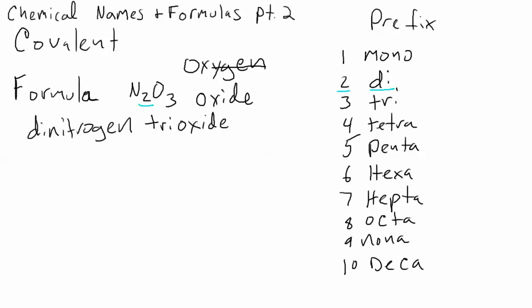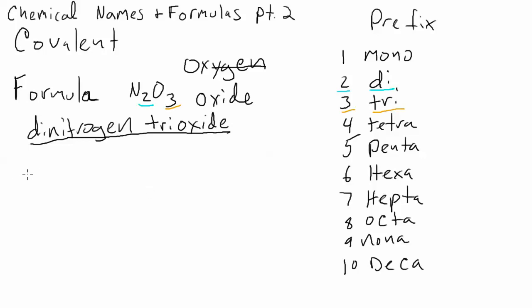Right? So we've got 3, and the prefix for 3 is tri. So we take oxygen, it's the second one, it's the last one, so you drop the end of the name and you add ide. So oxygen becomes oxide, and then we have 3, so we have to use the prefix for 3, which is tri. So trioxide. So the name of N2O3 is dinitrogen trioxide.